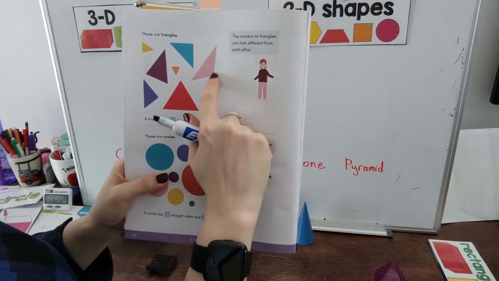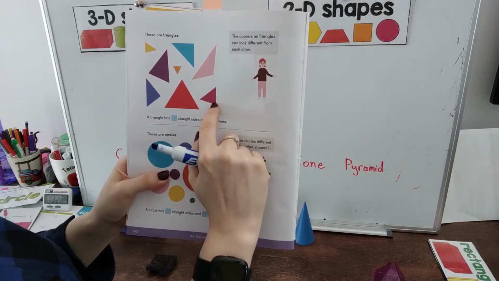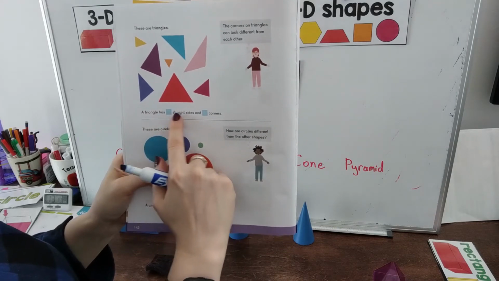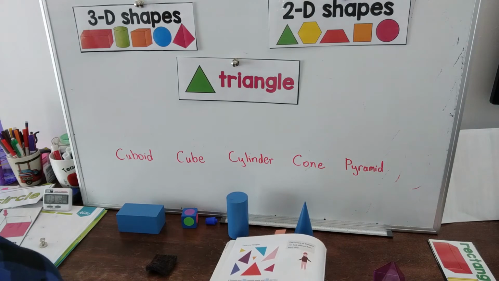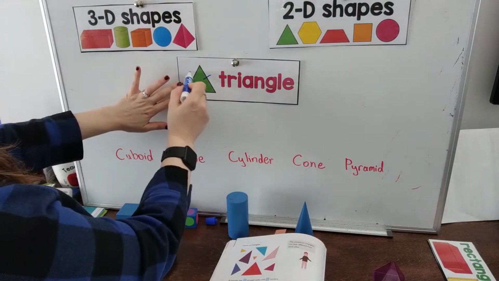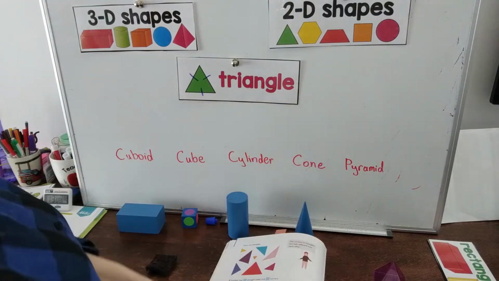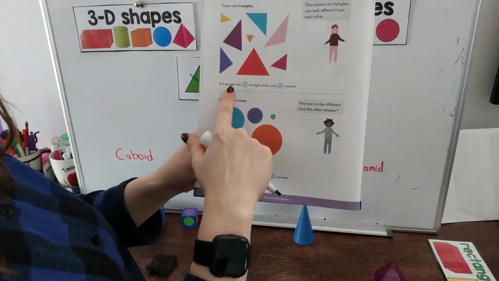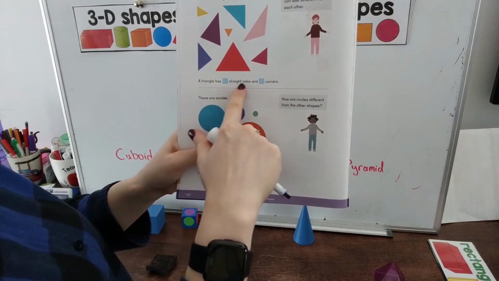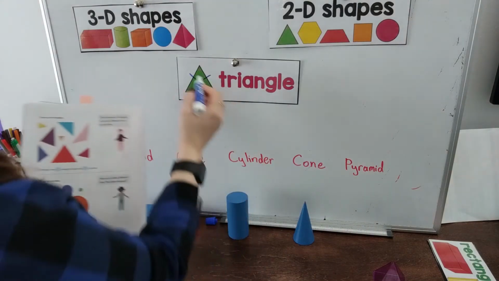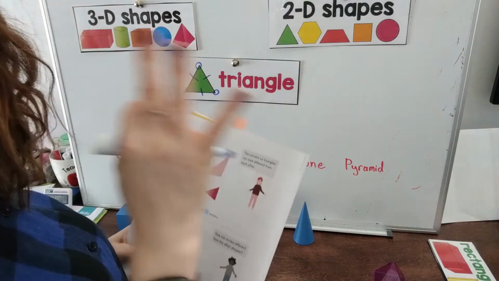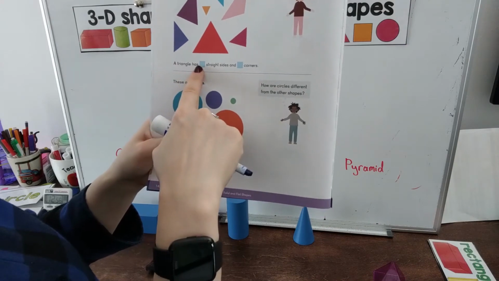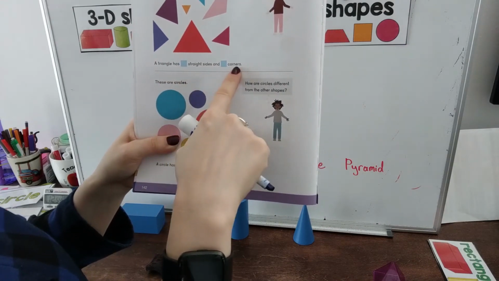Some corners are bigger, some corners are smaller. A triangle has straight sides and corners. Let's look at how many sides it has. It has 1, 2, 3 sides. So we're going to write down a triangle has 3 straight sides and how many corners? 1, 2, 3. 3 sides and 3 corners. A triangle has 3 straight sides and 3 corners.